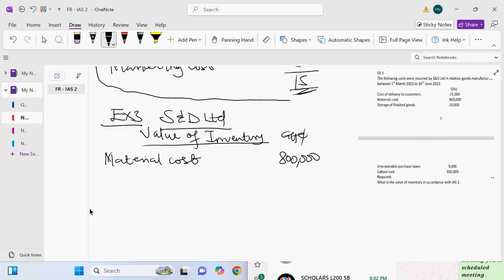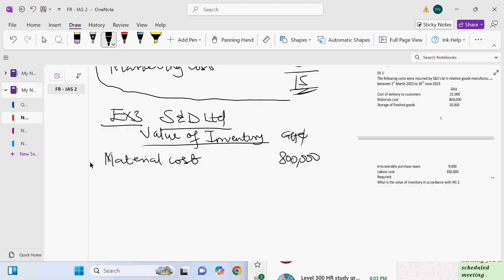Expense. That's expense. Why do we expense it? Because it's not associated directly with the production of goods. So storage would be expense. It's an indirect expense. And then irrecoverable purchase taxes, would it be expense or capitalized?